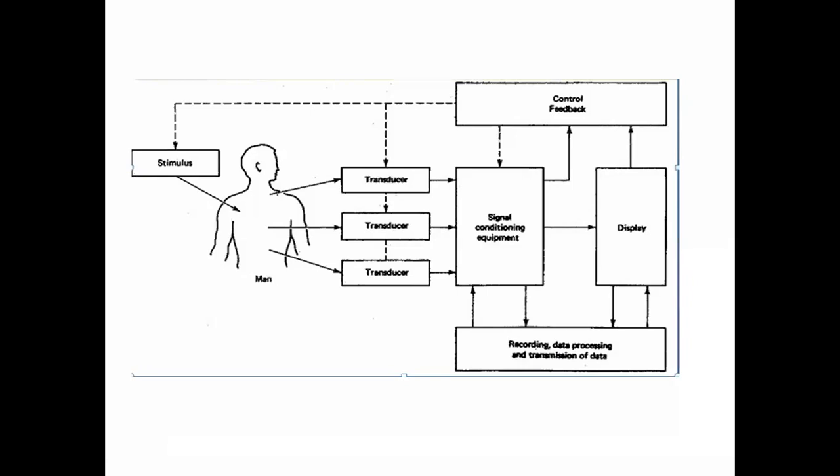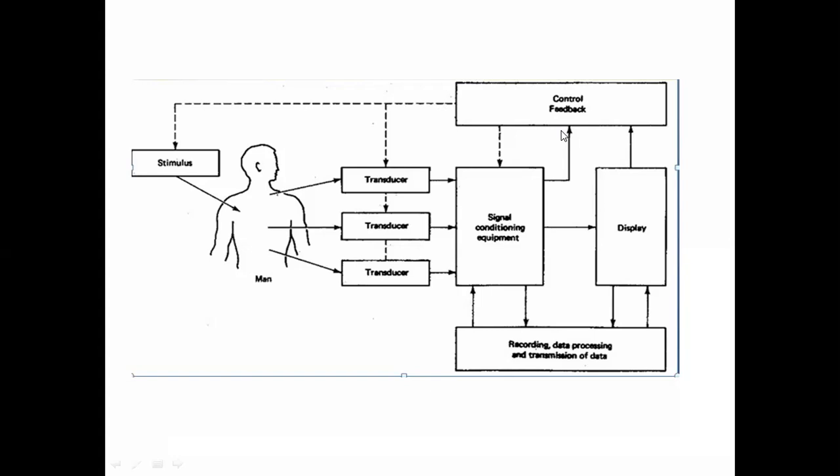That processed data will be displayed; it can be directly displayed on analog displays, and digital displays will be there. After converting into digital form, that digital signal will be displayed on the digital displays. Like that we have data processing and transmission of that data. After processing this data, we can send it to other locations. For that, we can use data transmission equipment. And finally we have a control feedback.